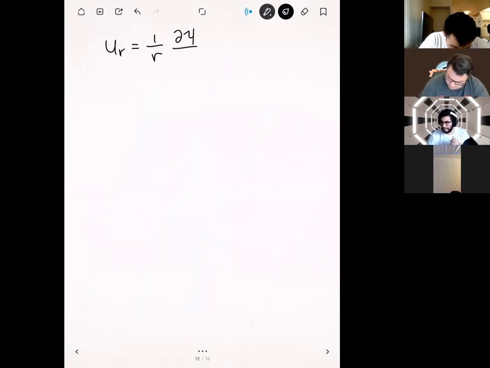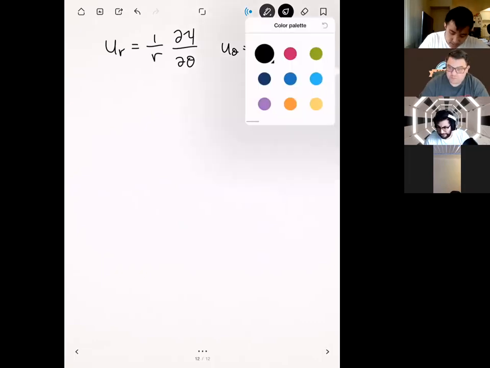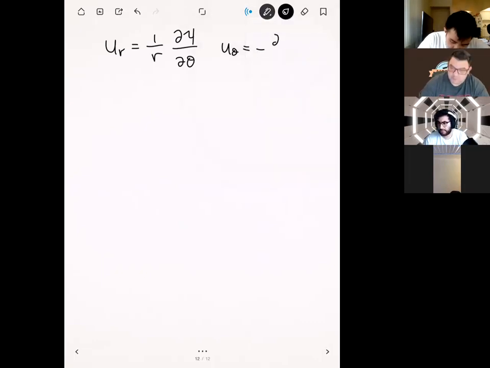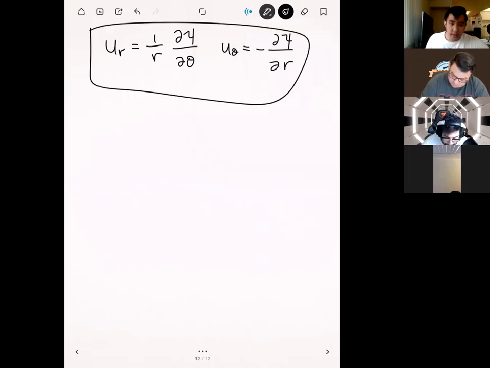I just quickly want to go over what it looks like in cylindrical coordinates. And so there's a cylindrical coordinates version of this. Say that we want the velocity component in the r direction. And so we have u sub r is equal to 1 over r d psi d theta. We also have u theta, which is going to be minus d psi dr. And so those are the equivalents in cylindrical coordinates.